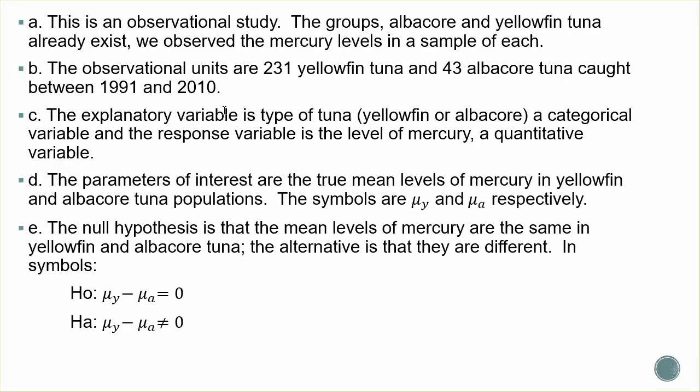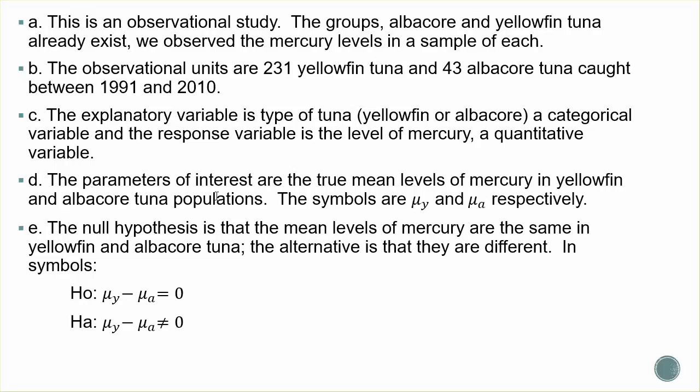The explanatory variable is the type of tuna. It's either yellowfin or albacore. That sounds like a categorical variable. It's this or that, yes or no, that kind of thing. The response variable is the level of mercury. I'm assuming this is a quantitative variable, some number of grams of mercury per kilogram of fish or something like that. Probably milligrams or something like that.